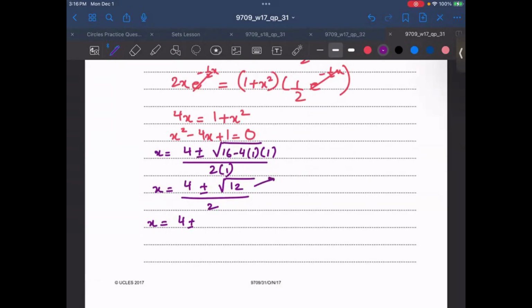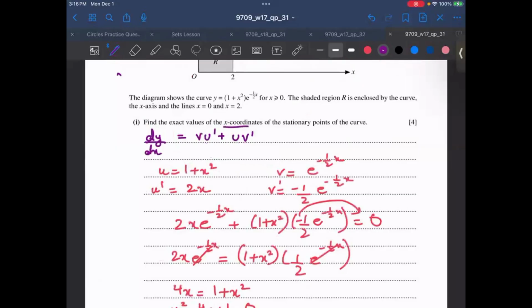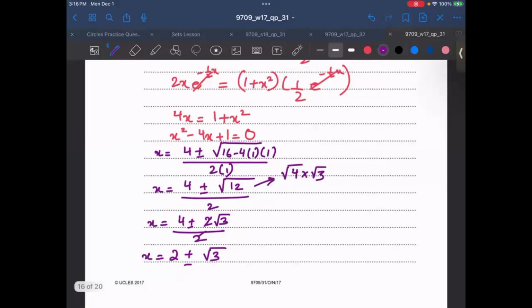Now square root of 12 can be written as square root of 4 into square root of 3, which equals 2 root 3 upon 2. So the x coordinates will be equal to 4 divided by 2 is 2, plus minus 2 and 2 will cancel out. So we'll get 2 plus minus root 3. And as we just had to find the exact values of the x coordinates, we will leave our answer as it is, which is x equals 2 plus minus root 3.